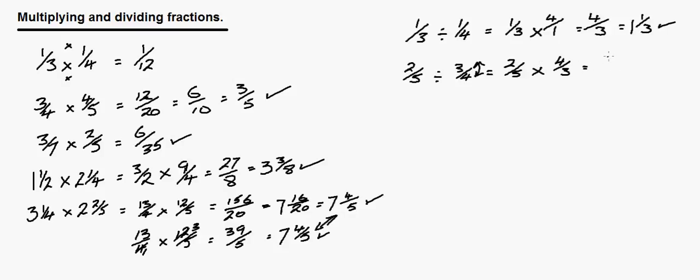So 2 4s are 8 and 5 3s are 15. Now there's nothing more I can do with this because 8 and 15 have no connection. It's not top heavy, so that is the answer.